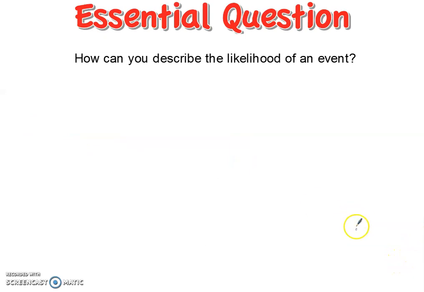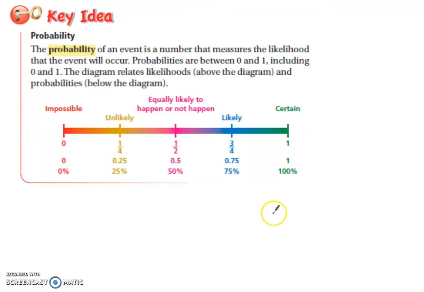All right, here's our essential question. How can you describe the likelihood of an event? Feel free to pause, write that in the essential question box. Here's the key idea from the notes. We're going to start talking about probability. The probability of an event is a number that measures the likelihood that the event will occur. Probabilities are between 0 and 1, or never going to happen, 0%, and 1, certain, 100% chance, including 0 and 1. So all of the probabilities are in between 0 and 1.